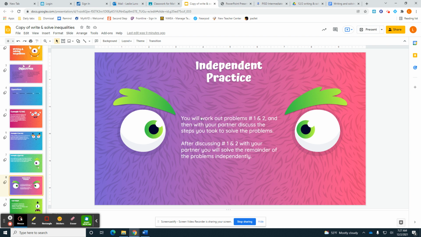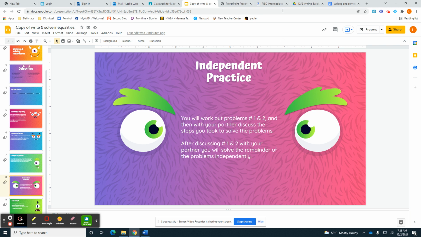It is right here. It says you will work out problems 1 and 2, and then with your partner, discuss the steps you took to solve the problems. After discussing number 1 and 2 with your partner, you will solve the remainder of the problems independently. Okay, so with your partner, do discuss those two problems. Work out the two problems and discuss the steps for it. And then after that, you are on your own.